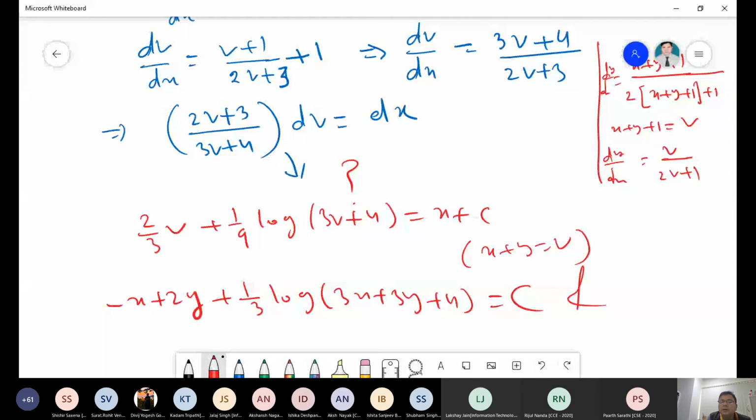Yes, sir. What is the equation before integration? Before integration, sir, dv by dx is equal to (3v plus 2) divided by (2v plus 1). Sir, I have solved the 2x plus 2y plus 1 part. Check it. dv by dx equal to this will be (3v plus 4) upon (2v plus 3). You check it, otherwise you will not get the answer.